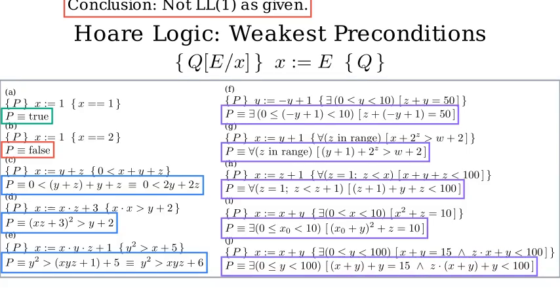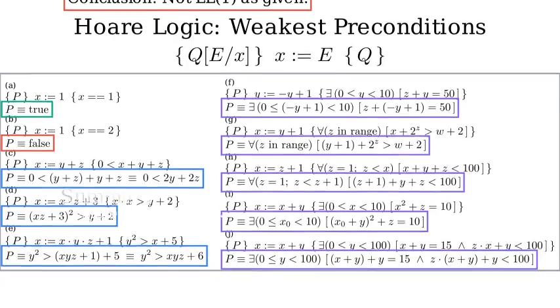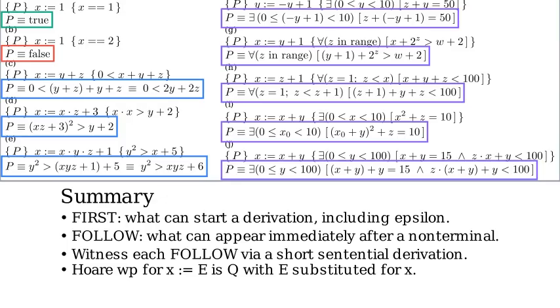J. After x becomes x plus y, post is there exists y in 0 to 100 such that x plus y equals 15 and z times x plus y less than 100. Substitute x with x plus y inside both conjuncts. Summary. For first and follow, work from nullable and terminal starts, then propagate follows by scanning each right-hand side. Provide short derivations that witness every follow membership. For Hoare logic assignment triples, use simple substitution to obtain the weakest precondition.